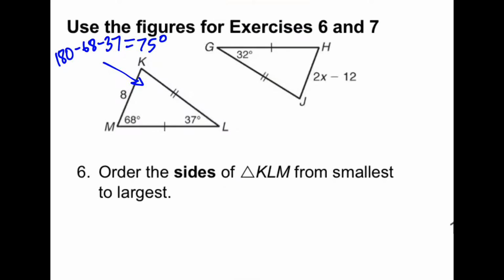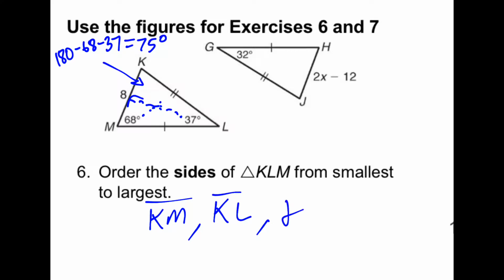So for number 6, they want us to order the sides of triangle KLM from smallest to largest. The first step is to figure out the third missing angle by subtracting the two known values from 180. That tells me that the missing angle is 75. So the shortest side is across from the smallest angle, which means KM is the shortest side. The next one is across from 68, KL. And the largest one is across from 75, ML.